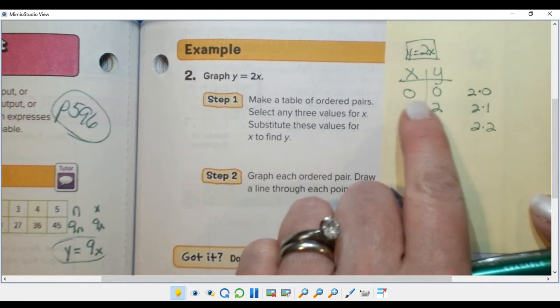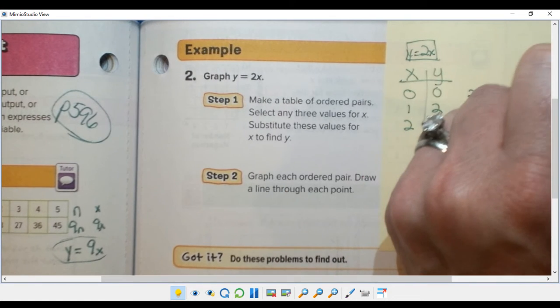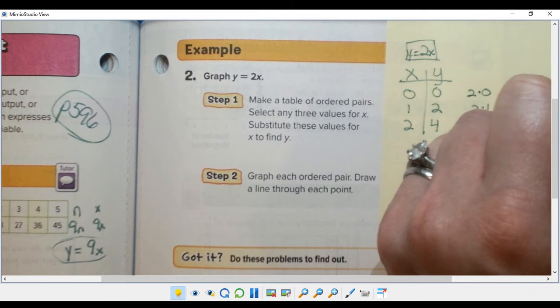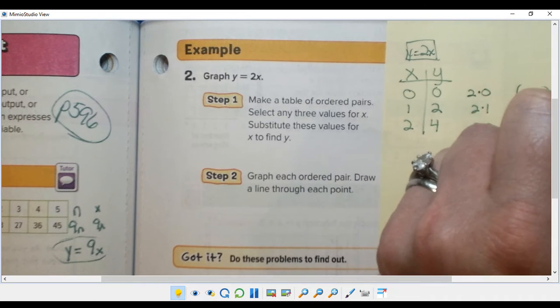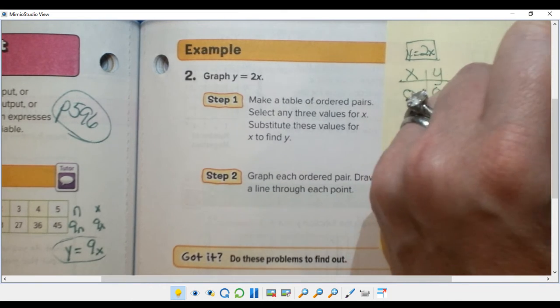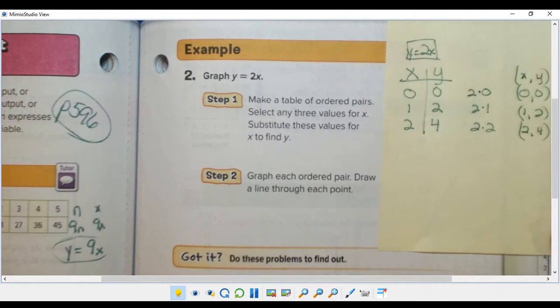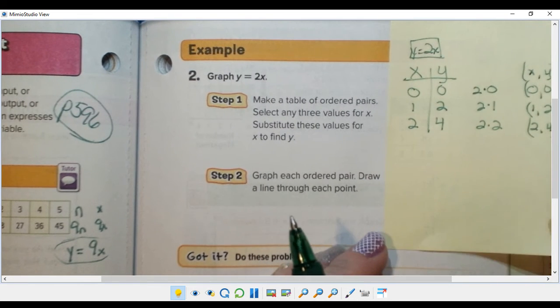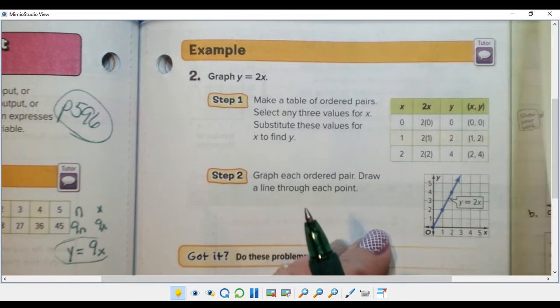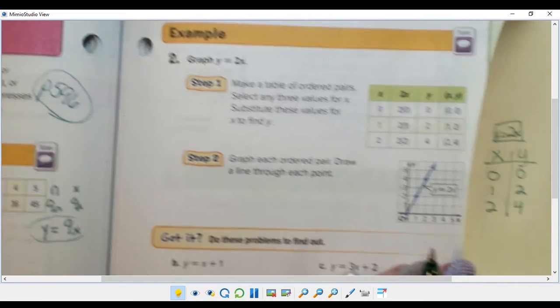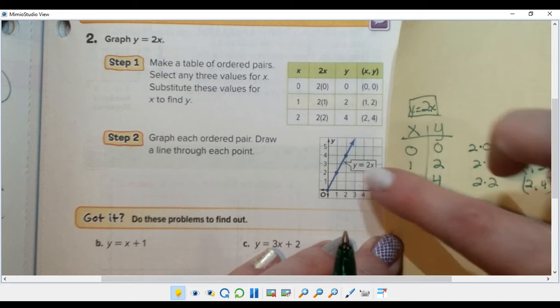Okay, so now I'm going to make ordered pairs. This becomes 0, 0. This becomes 1, 2. And this becomes 2, 4, right? Our X and Y from graphing. Now, let's see if I can move this and keep this on here at the same time. When we graph it, that's what it looks like.